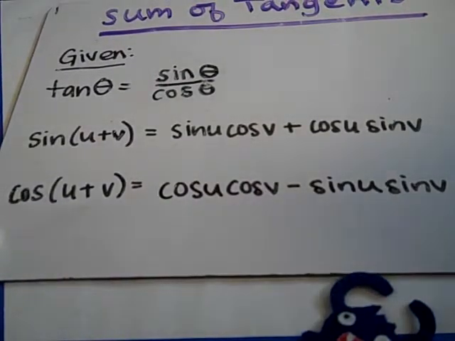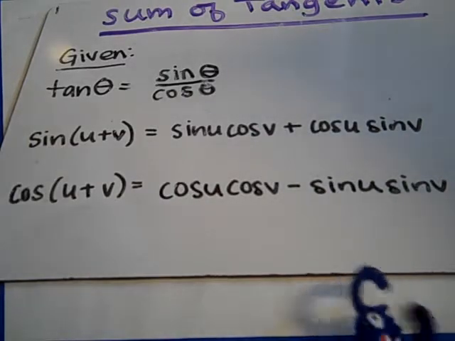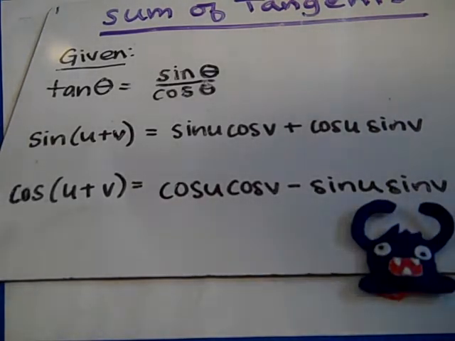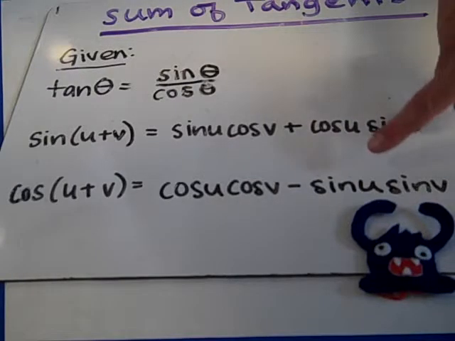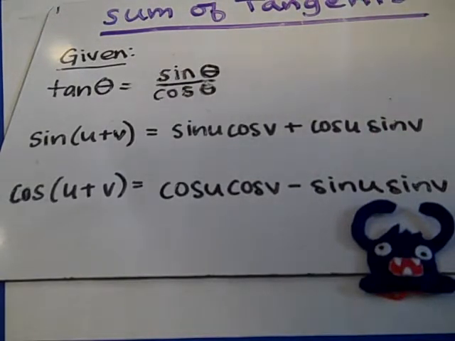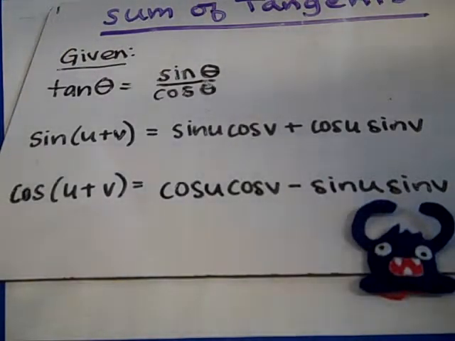Mr. Pickle, help. I know the sum formulas for sine and cosine: the sine of u plus v equals the sine of u times the cosine of v plus the cosine of u times the sine of v. And the cosine of u plus v equals the cosine of u times the cosine of v minus the sine of u times the sine of v. But I can't for the life of me figure out the sum of tangents. Can you help me?